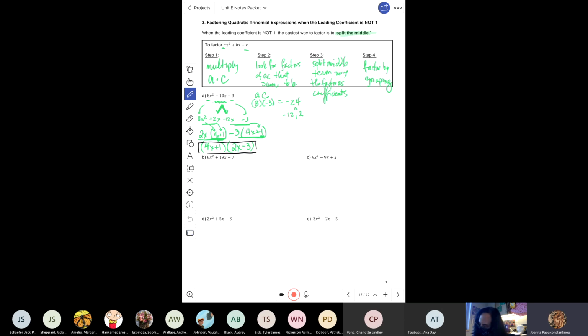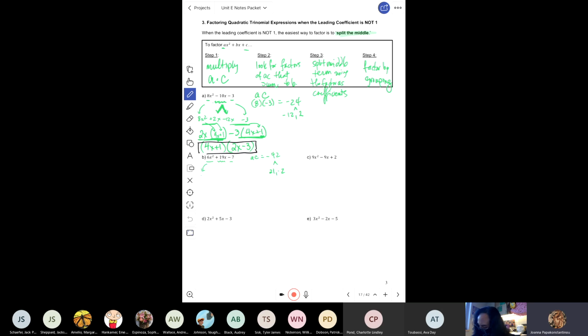Okay, let's try another one. First step, multiply A times C. A times C is what? Negative 42. Excellent. I'm looking for factors of negative 42 that give me 19. Yes, 21 and negative 2.